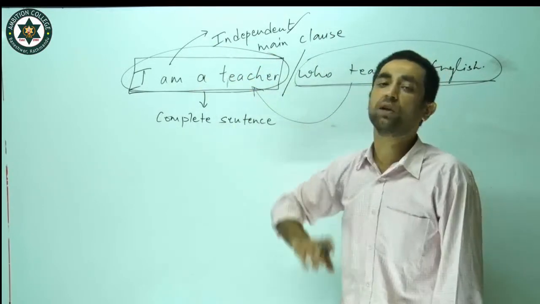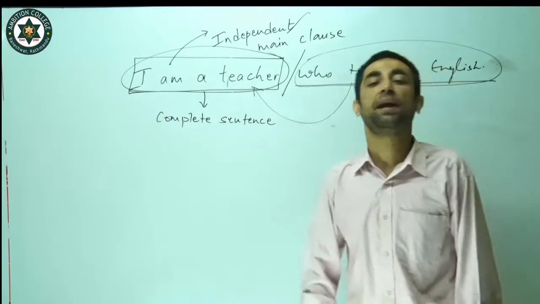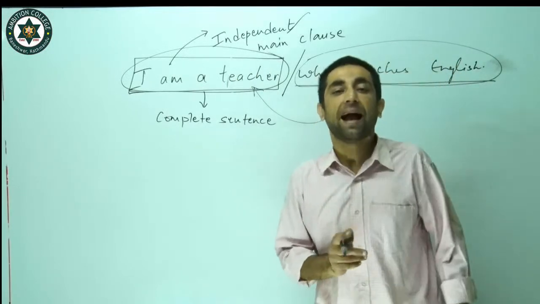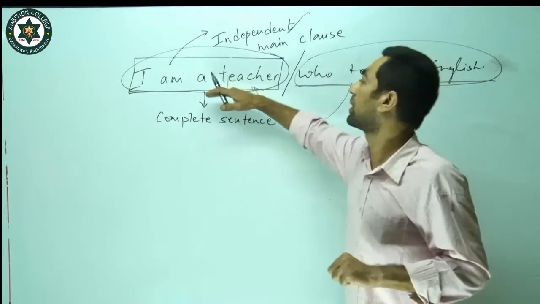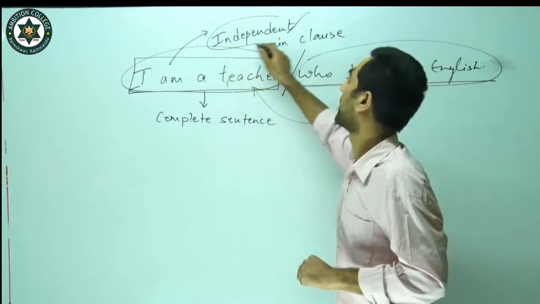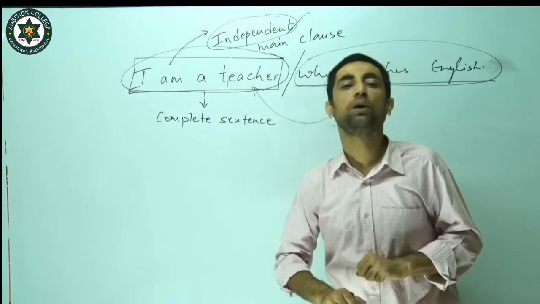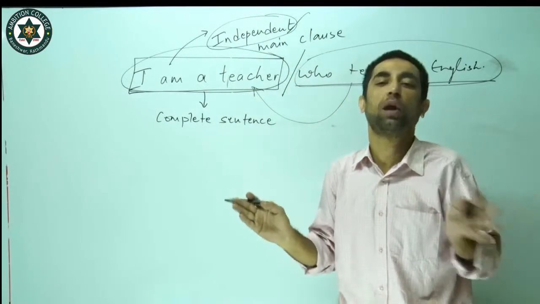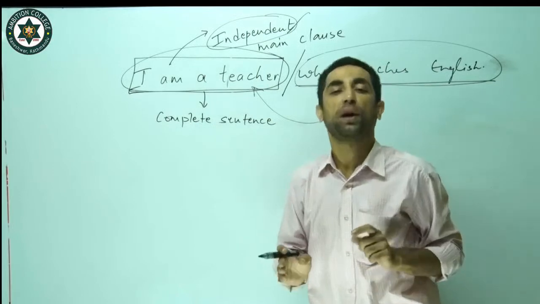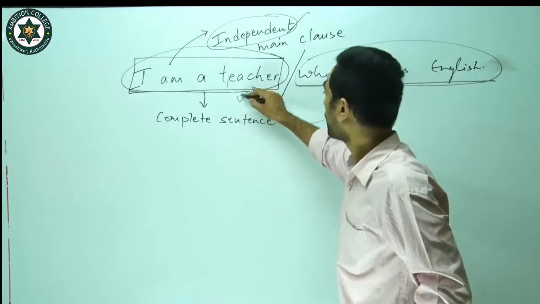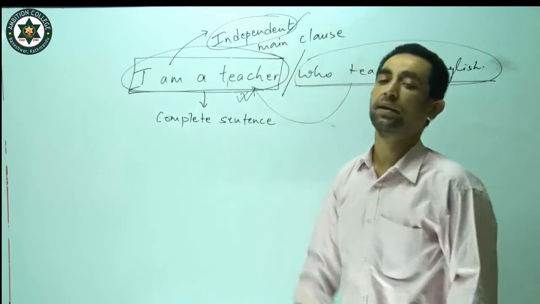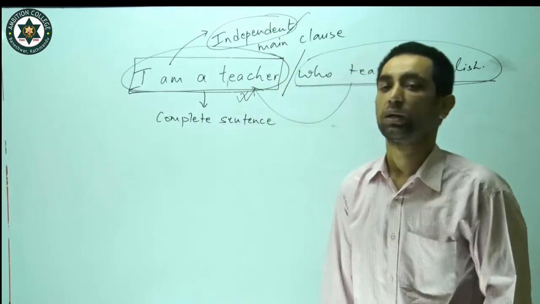This type of part, which does not depend upon the other part and is complete in itself, we call independent, because it is not dependent on any other part for its fullness, for its completeness. So we call this the independent clause or the main clause.